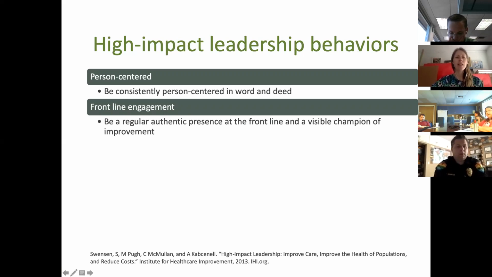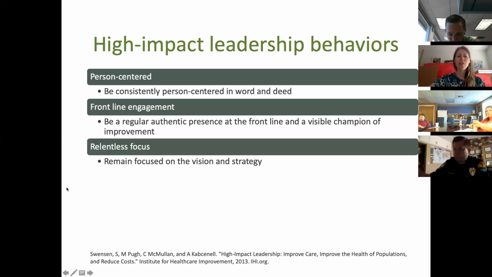The second is to engage with frontline staff. So be a regular, authentic presence at the front line and a visible champion of improvement. That's what we're hoping for in leadership. Third is to have a relentless focus. Remain focused on the vision and the strategy. And in our case, our charter includes the aim of what we're trying to do and how that aim aligns with the organizational vision and strategy.